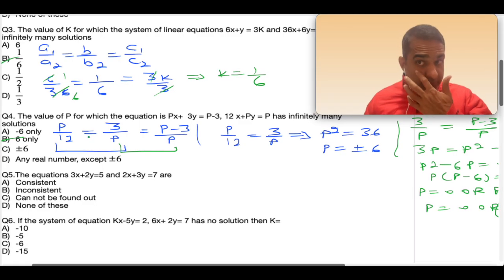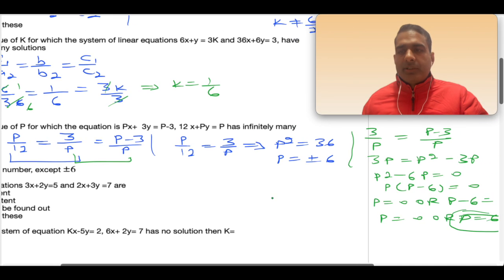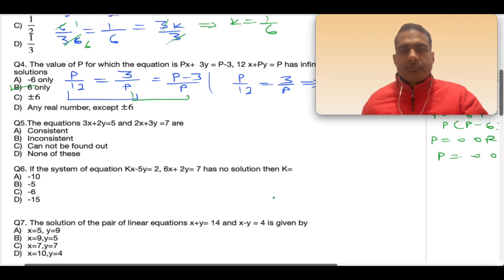So it was a similar question as the third one, but there was a little more calculation in this. I hope it would have been clear. Now moving to the fifth number question.